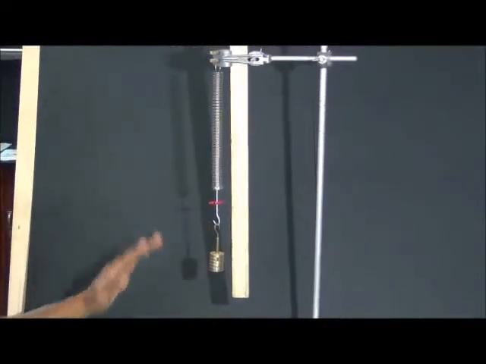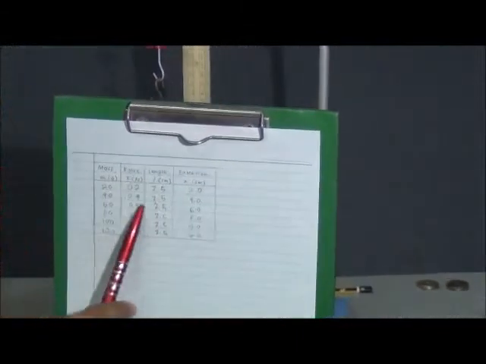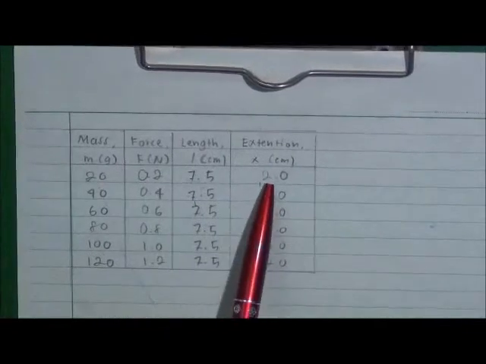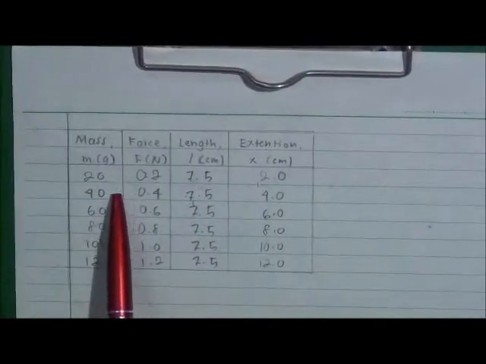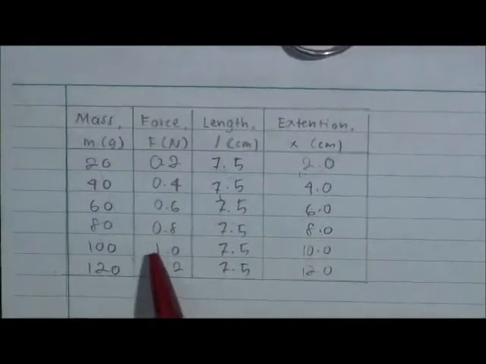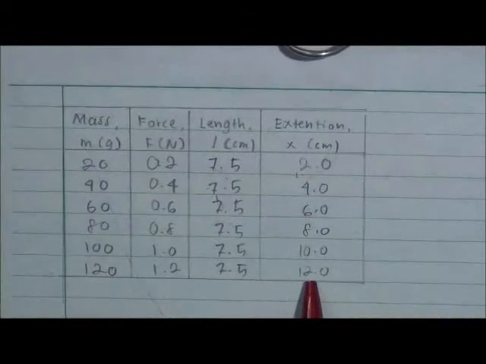From this experiment we got this data. This is the mass, in gram, and this is the force, in Newton. This is the initial length, 7.5. As I said, the extension for 0.2 Newton is 2.0. For 0.4 Newton, we got 4 centimeters. 0.6 Newton, 6 centimeters. 0.8 Newton, 8 centimeters. 1 Newton, 10 centimeters, and 1.2 Newton, we got 12 centimeters.